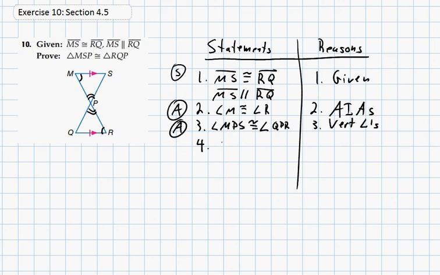So then when I look, I have two angles and a side that's not in between them. So I then have angle, angle, side. So because of angle, angle, side, we then can say that triangle MSP is congruent to triangle RQP. And there's our proof.